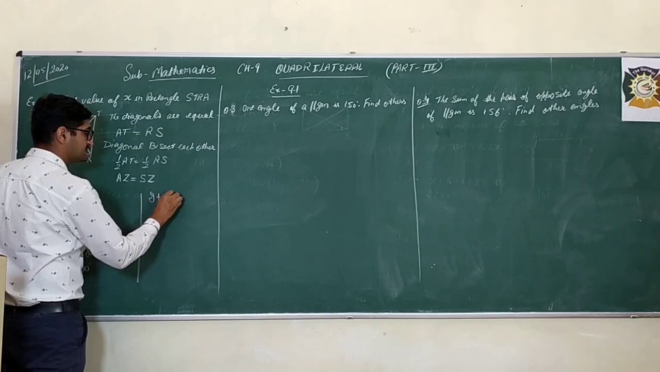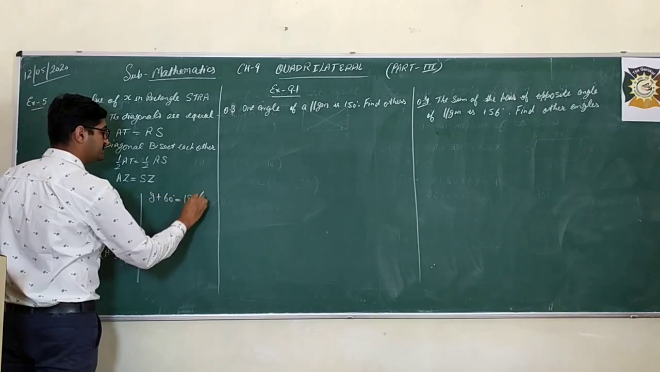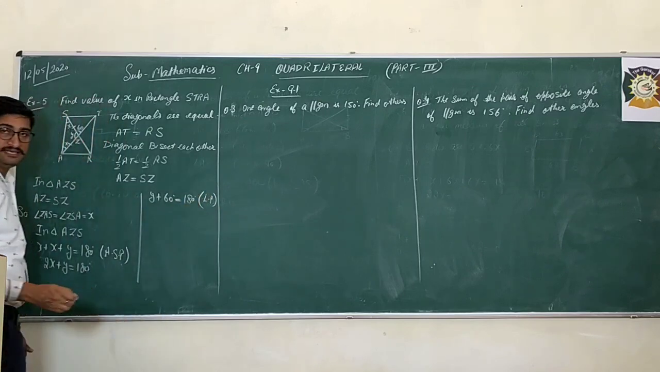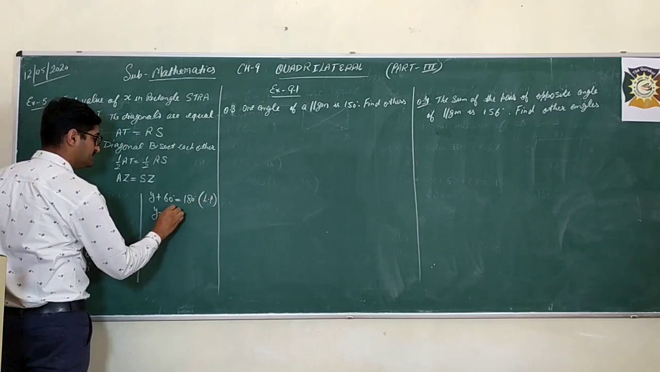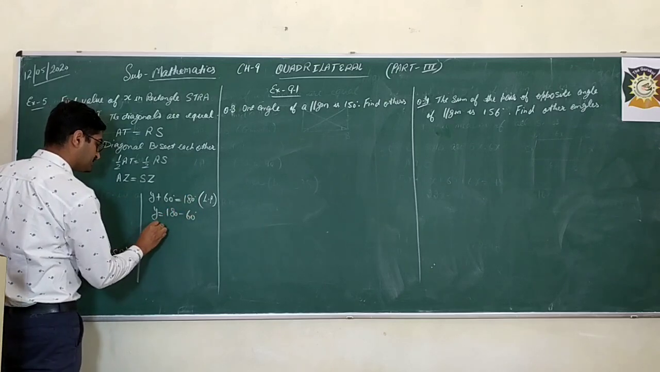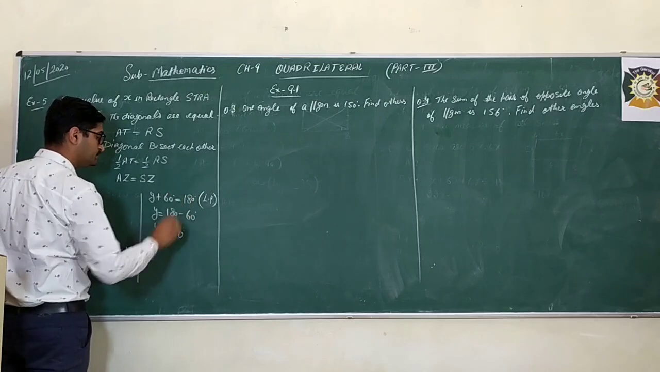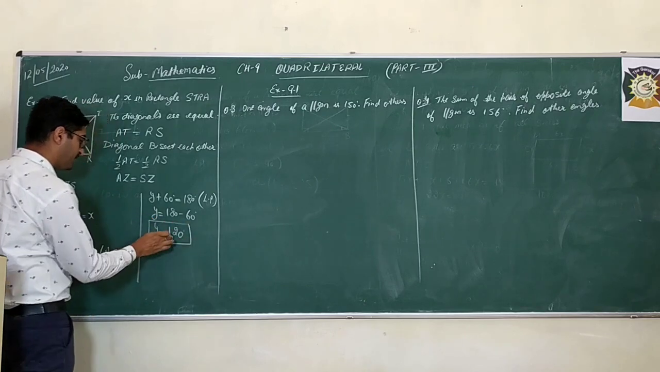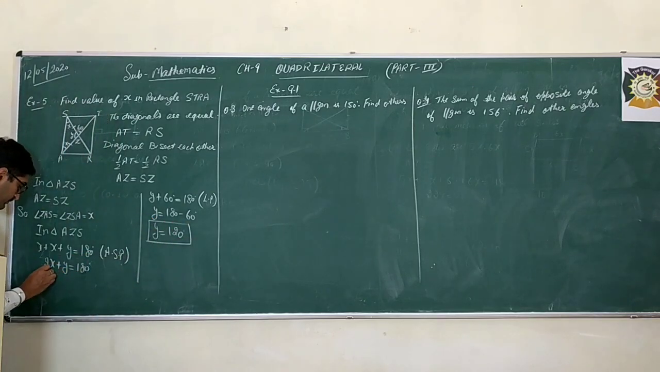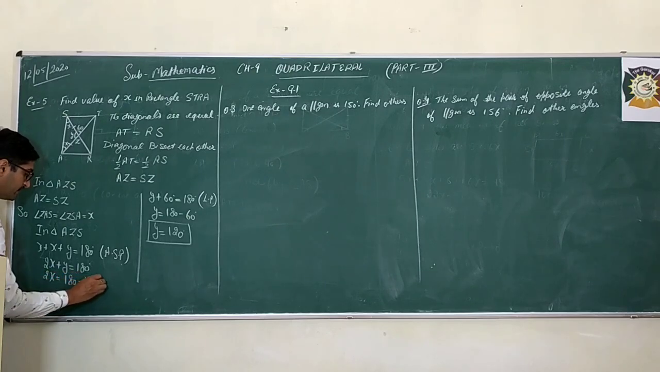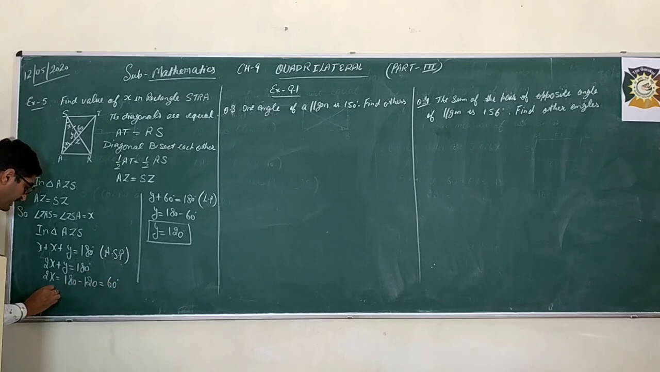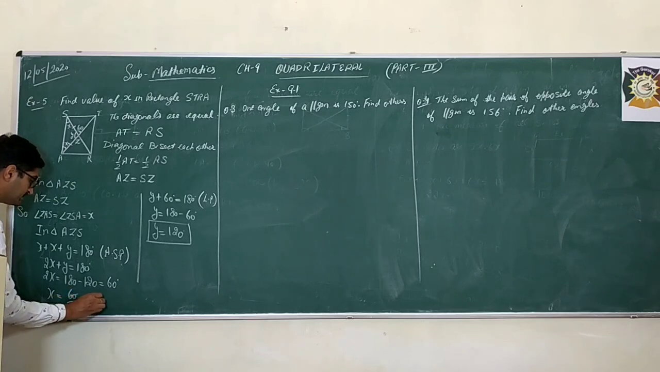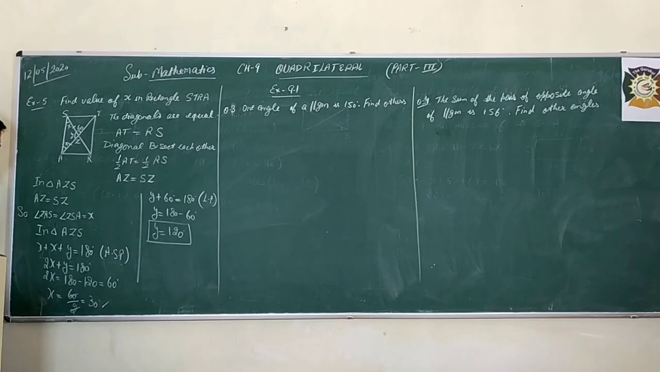Y plus 60 is equal to 180 because it forms a linear pair. So the value of y is equal to 180 minus 60. The value of y is equal to 120. This value of y we will use here. So 2x is equal to 180 minus 120, that will be 60, and the value of x is equal to 60 upon 2, that is equal to 30 degrees. So this is the value of x.